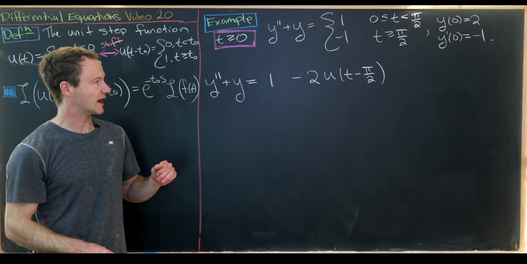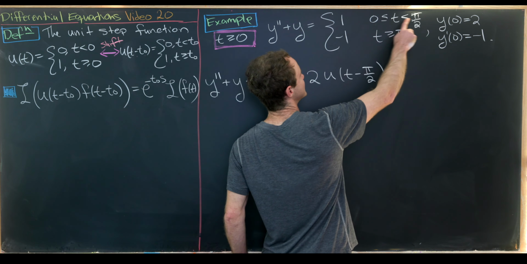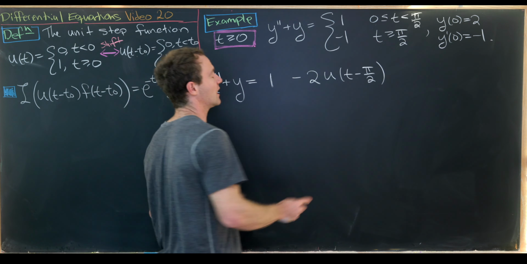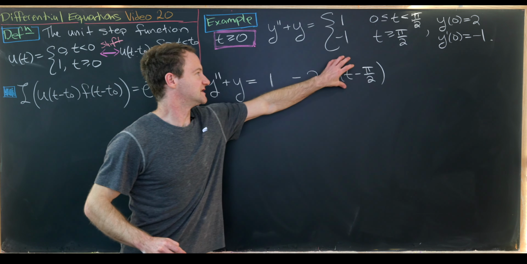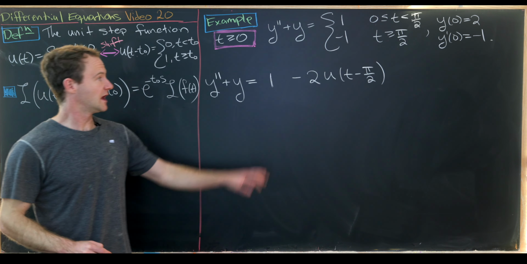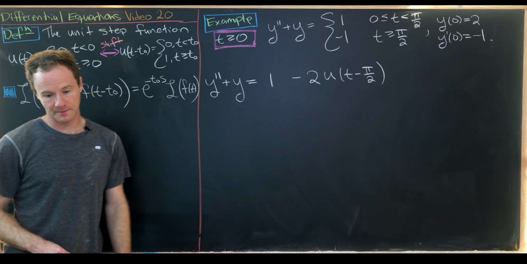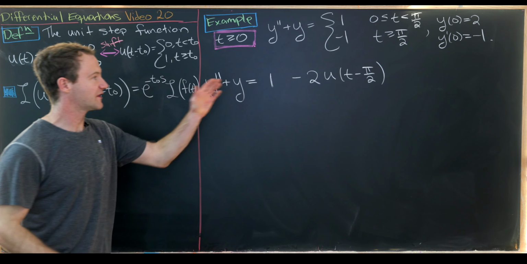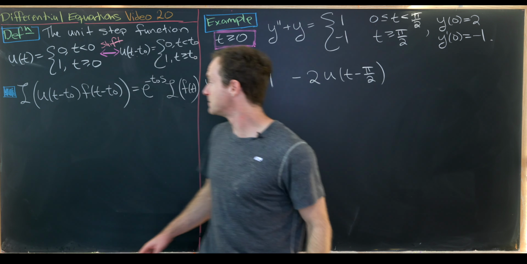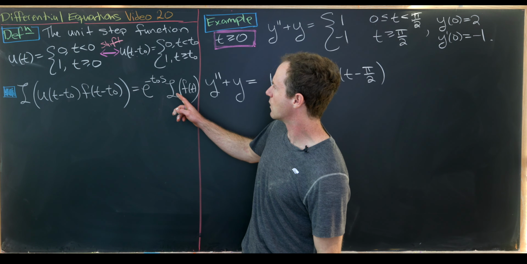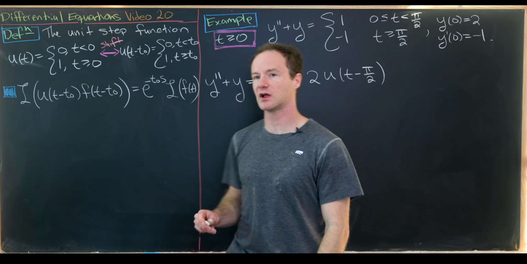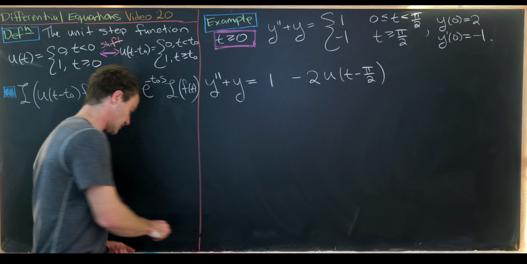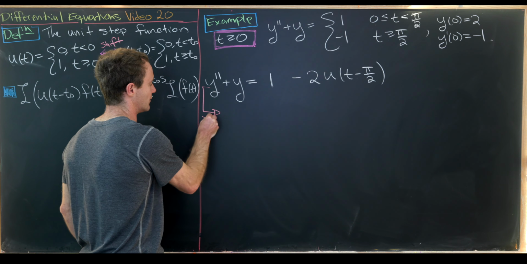So let's just talk our way through that. If we plug in anything between 0 and pi over 2, this unit step function will just disappear. But if we plug in anything bigger than or equal to pi over 2, this unit step function will give us the number 1, and we'll have 1 minus 2, which is negative 1. So in other words, we have achieved this piecewise defined function with our unit step function, which is really good news because that's exactly what we need in order to take the Laplace transform, maybe most efficiently. Okay, great. So now let's take the Laplace transform of both sides of this and see what we get.